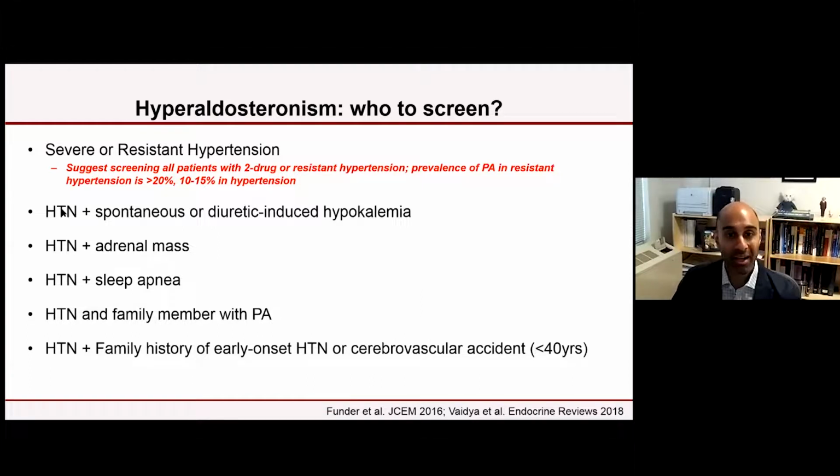Anybody with hypertension and any type of hypokalemia, even if it's diuretic-induced hypokalemia, this is an indication to screen for primary aldosteronism. Also hypertension with an adrenal mass, as we discussed, hypertension with sleep apnea, or any suggestive sign of a familial form of primary aldosteronism, which is very rare.